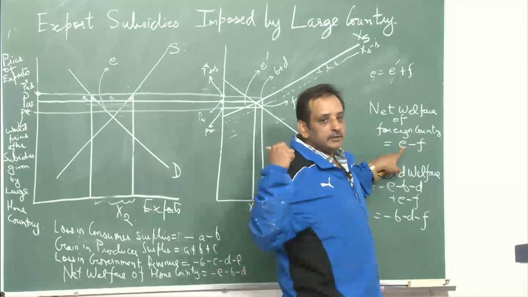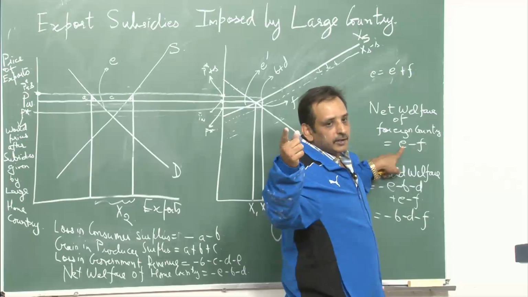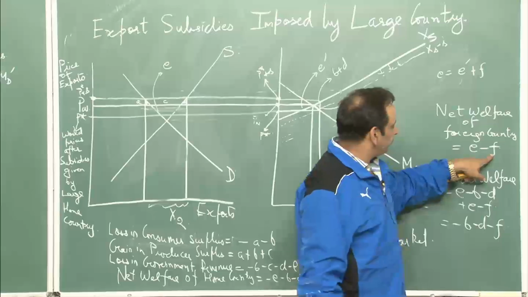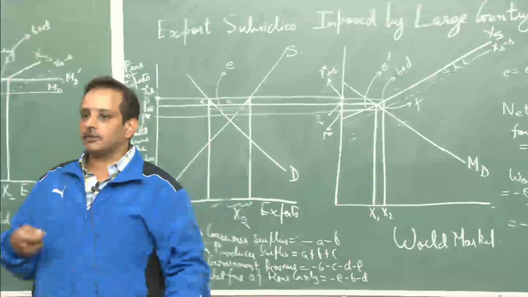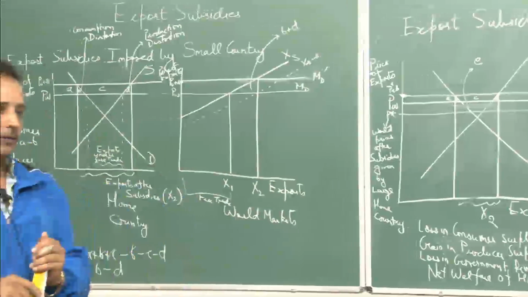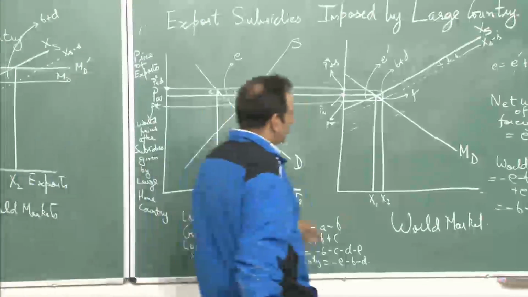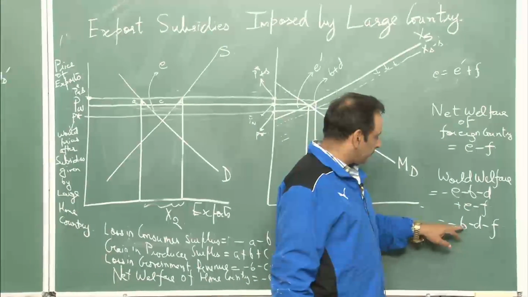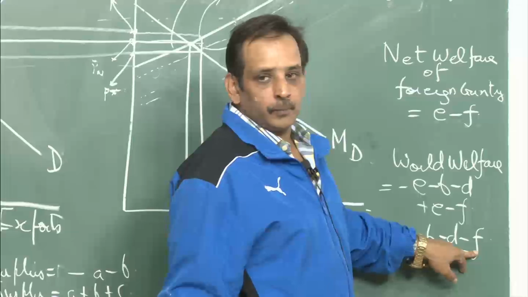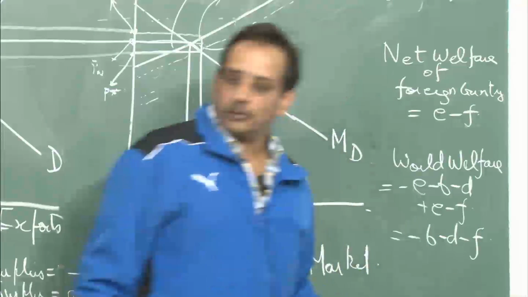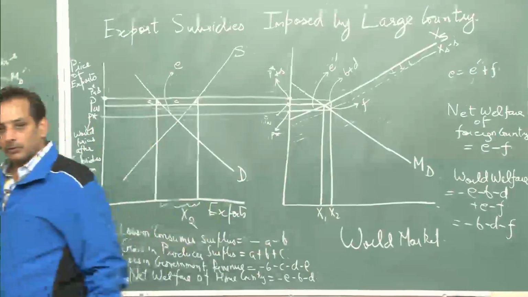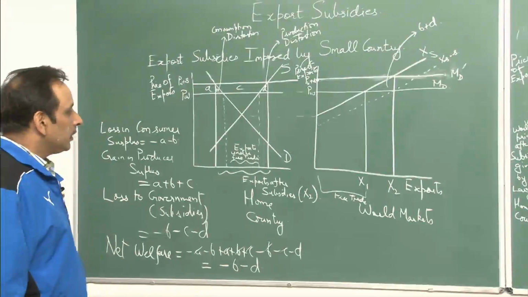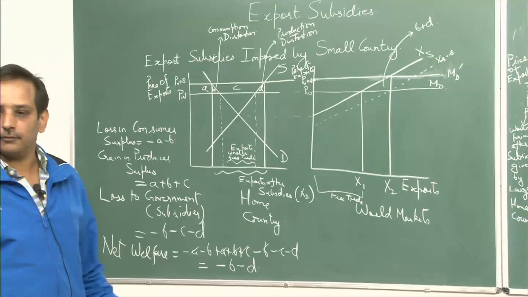Why E? Because E is the terms of trade loss for me, it's a terms of trade gain for the people who are buying products from me, and F is a distortion which is created because the world prices have gone down. So the net welfare works out to be minus E minus B minus D plus E minus F, which is minus B minus D minus F. So the world welfare goes down, your welfare goes down. So export subsidies are always welfare reducing.